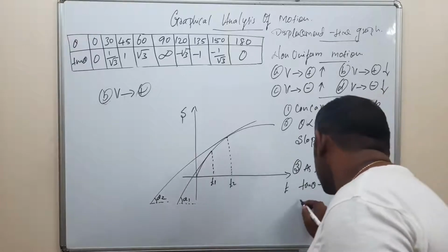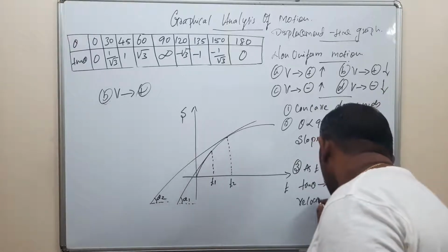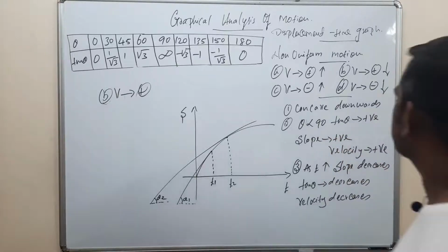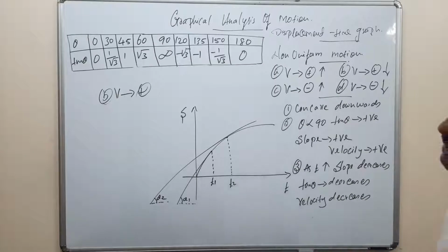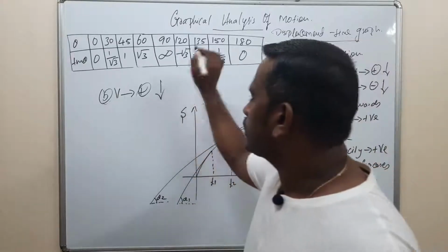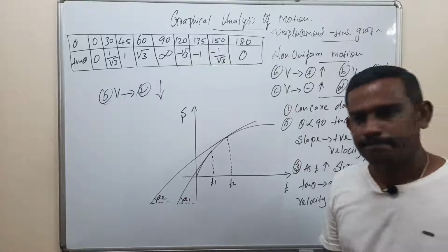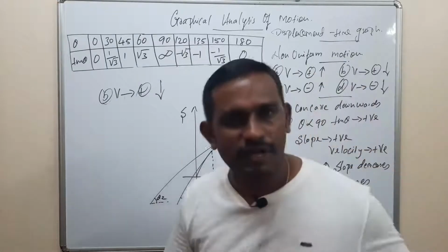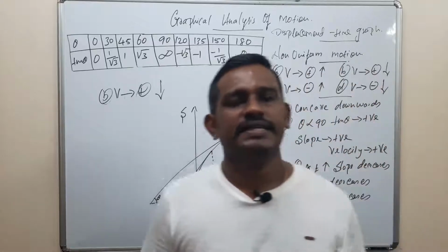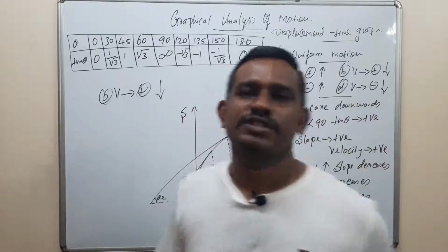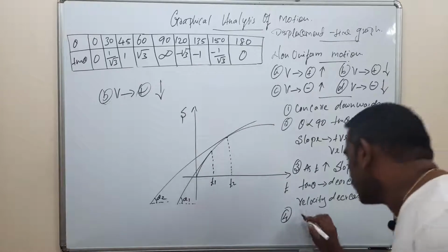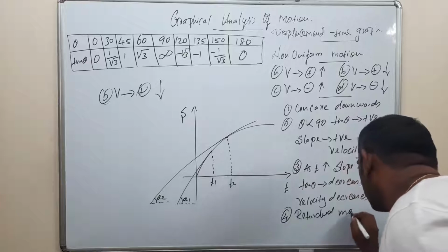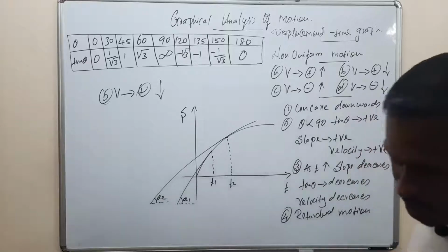Tan theta decreases means velocity decreases. Okay, velocity decreases. So velocity is positive and decreasing. So what about the acceleration here? Velocity decreases means it is a decelerated motion, or retarded motion.